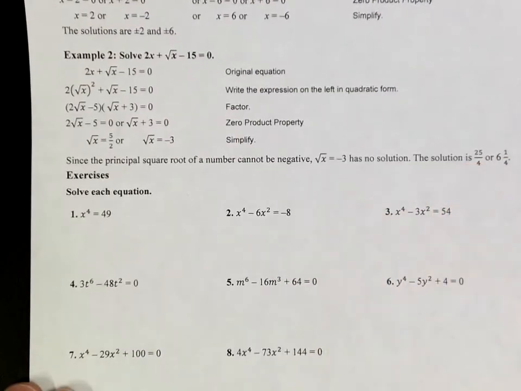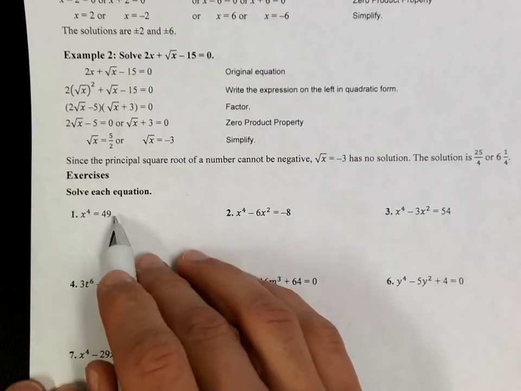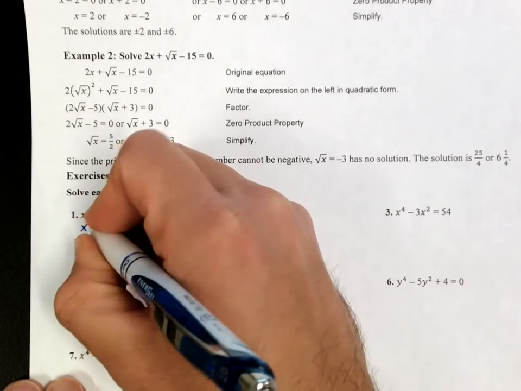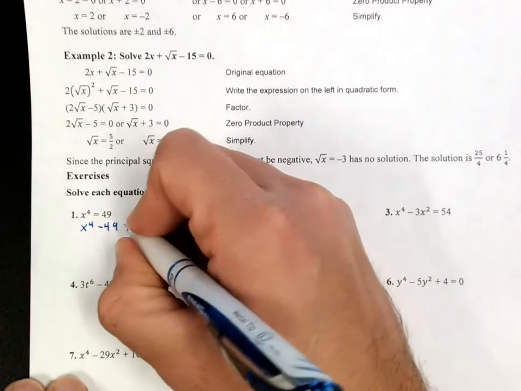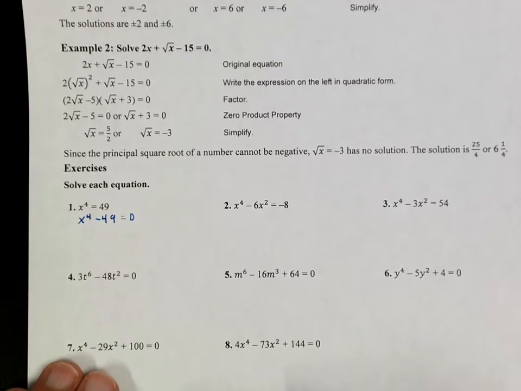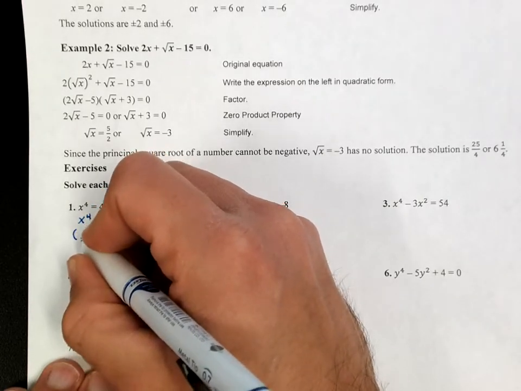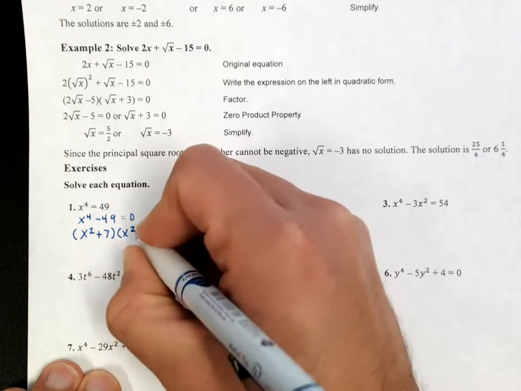So number one, what we're going to do first, remember, in order for us to factor, we have to set this equal to 0, meaning I'm going to have to subtract 49 from both sides. And when I do, I get x to the fourth minus 49. Now, if you look at this equal to 0, we're going to have to factor x to the fourth minus 49. So to do that, we're actually going to do a difference of squares. Again, we have two terms. They're both perfect square terms. So it's going to be x squared plus 7, x squared minus 7.